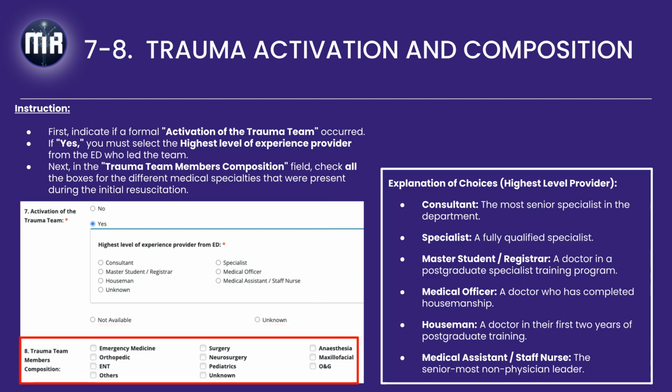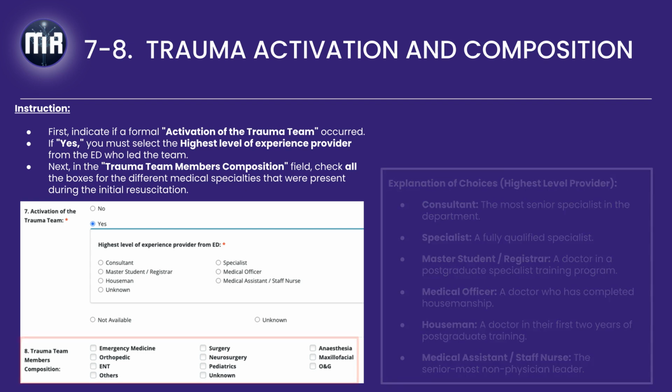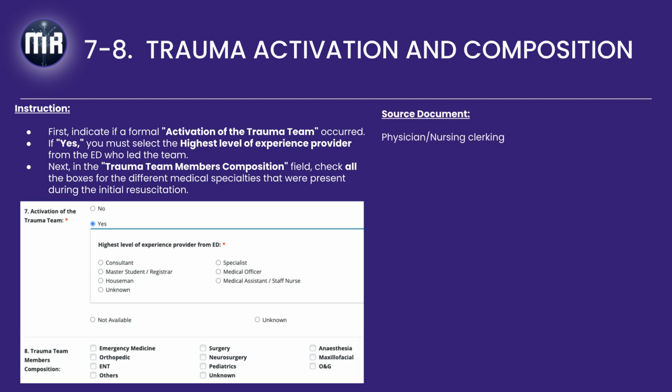Next, for field number 8, trauma team members composition. Your task is to check all the boxes for the different medical specialties that were documented as being present during that initial resuscitation. This is a multi-select field, so if emergency medicine, surgery, and orthopedics were all present, you must check all 3 boxes. The source for this information will be the official ED resuscitation record, or the physician's notes.